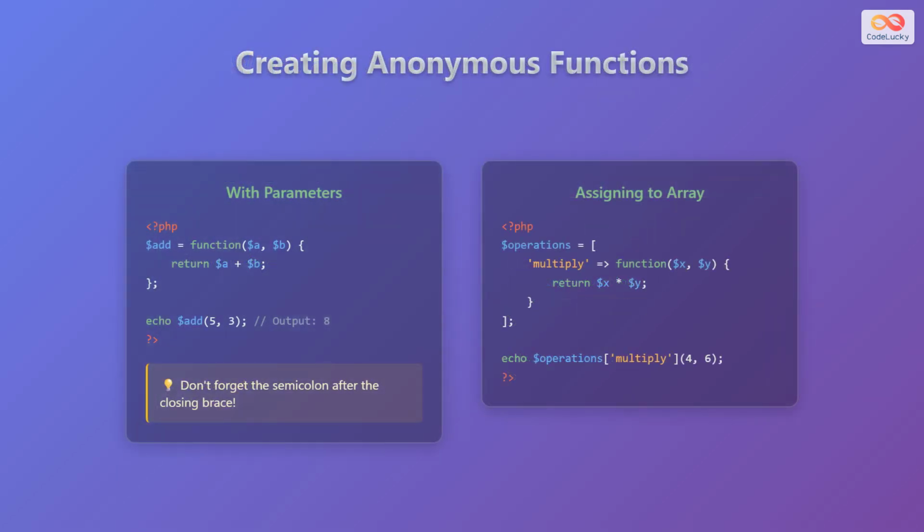Let's explore how to create anonymous functions in PHP. First, we will create an anonymous function with parameters. We assign an anonymous function to the variable $add. This function takes two parameters, $a and $b. The function returns the sum of $a and $b. Then we can call the function with the line echo $add(5,3); The output would be 8. Remember to include the semicolon after the closing brace of the function.